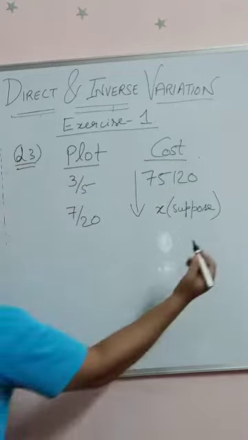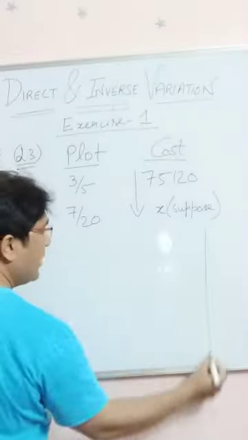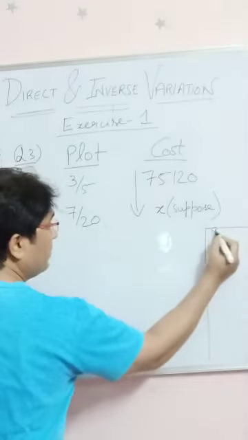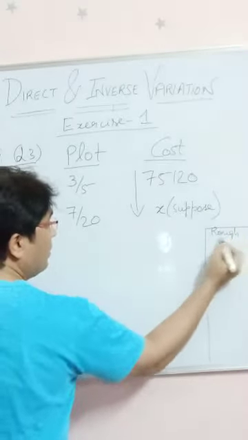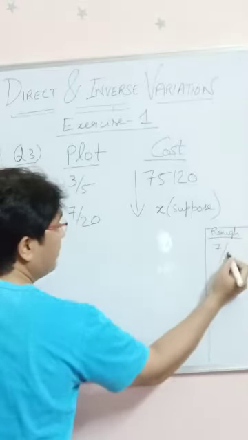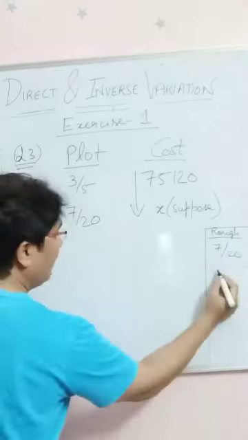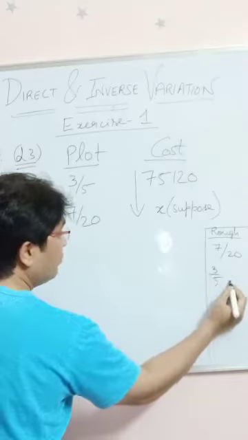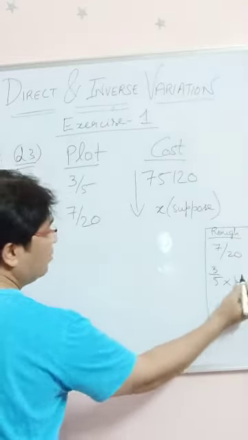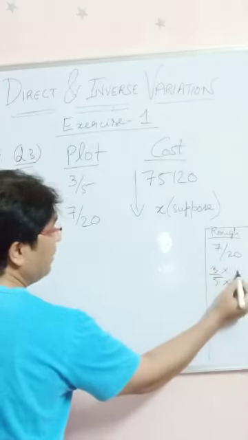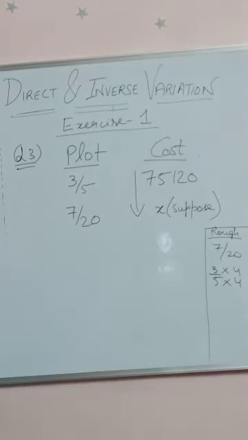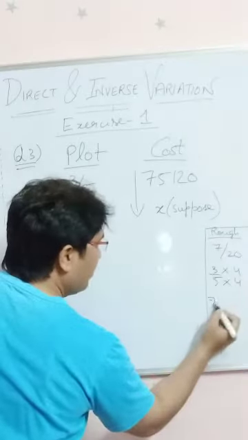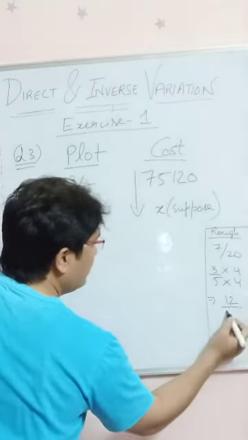So if I want to change the denominator, let's say this is the rough column which I am making. One of the fractions is 7 by 20 and I want to make 3 by 5 equivalent. So what will I do? I have to multiply 4 here to make it 20. So I am going to multiply it in the numerator also so that there is no change in the fraction. Okay. So what will I get? 3 into 4 is equal to 12. 5 into 4 is equal to 20.